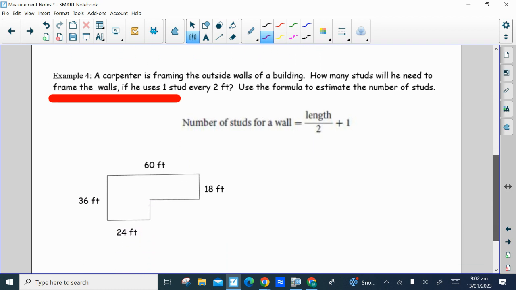Example 4 says a carpenter is framing the outside walls of a building. How many studs will he need to frame the walls if he uses one stud every 2 feet? And there's a formula there to estimate the number of studs. What you have to remember here is that you have to do it for each wall. If we look at the formula, it's the length divided by 2. And the reason it's divided by 2 is because there's one of those studs every 2 feet.